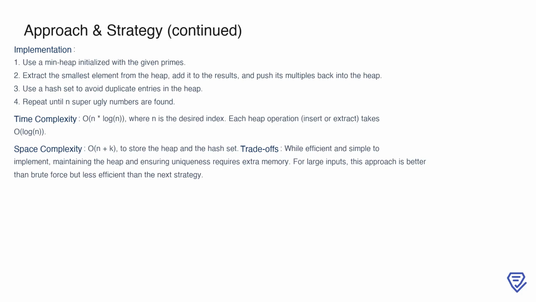This reduces the time complexity to n * log n, where each of the n numbers requires heap insertions and extractions, each taking log n. The space complexity is n plus k, accounting for the heap and the hash set. While this method is more efficient than brute force, the trade-off lies in the additional memory overhead for the heap and hash set. Although effective, there is still room for improvement, especially in minimizing redundant computations.